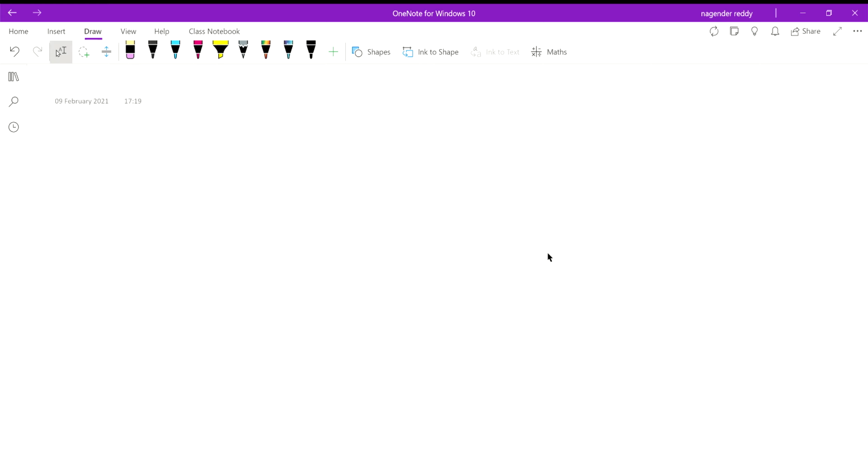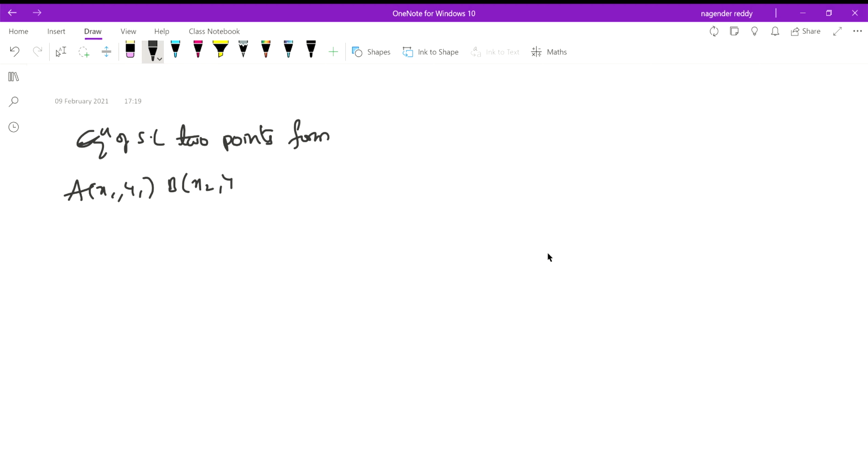Now we'll discuss the equation of the straight line, two-point form. Let A of x1 comma y1 and B of x2 comma y2 be two points, that means the line is passing through these two points. Then the equation of the straight line is y minus y1 is equal to y2 minus y1 by x2 minus x1 into x minus x1.